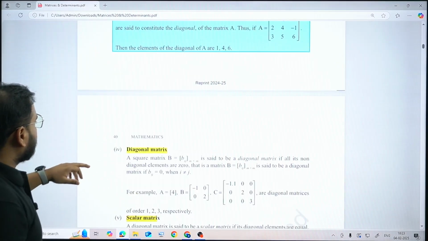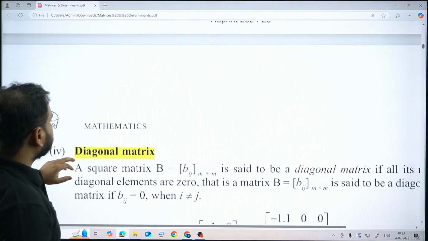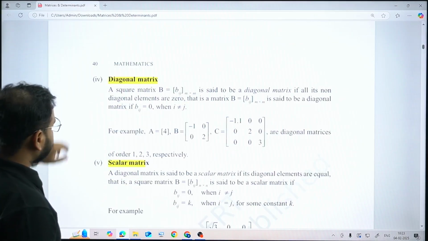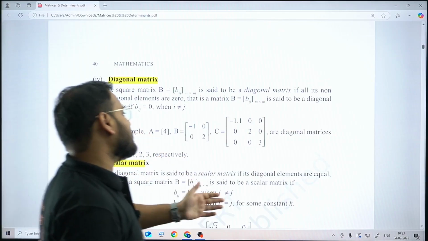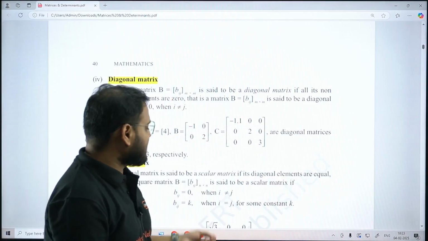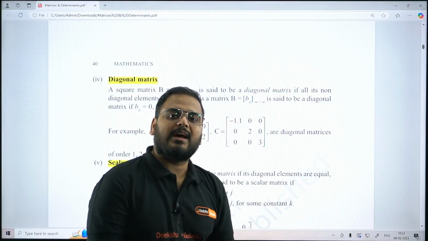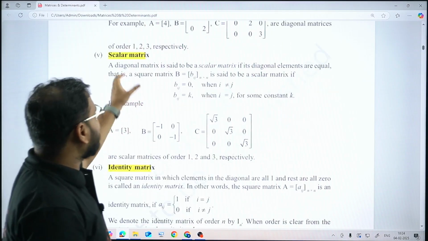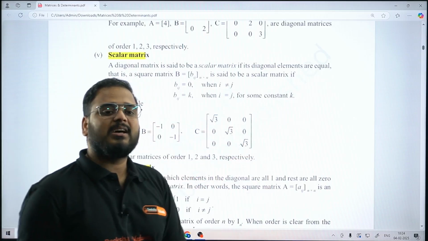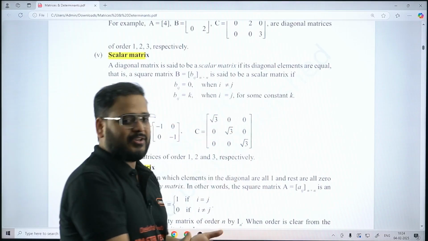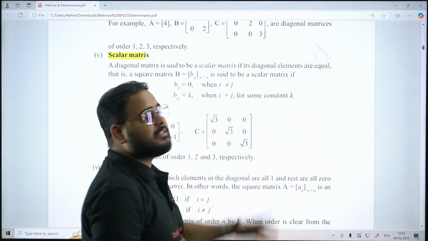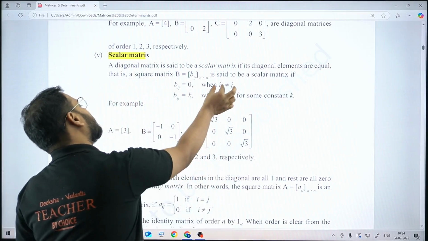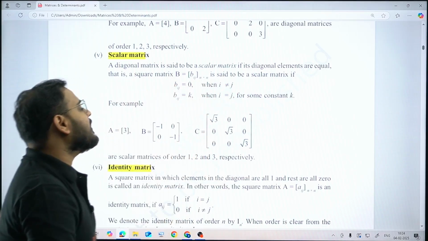So let's move on now. One second, I'll just zoom out a little bit. Yeah, this is better. Again, we have the diagonal matrix. Again, these definitions are very, very important. Except for the diagonal elements, everything else is 0. That's called a diagonal matrix. Scalar matrix: the diagonal elements should be equal in value, and the others should be 0. That's how we define a scalar matrix. Whenever i is not equal to j, the element should be 0.